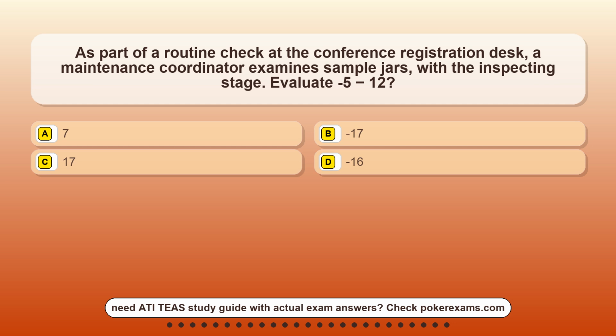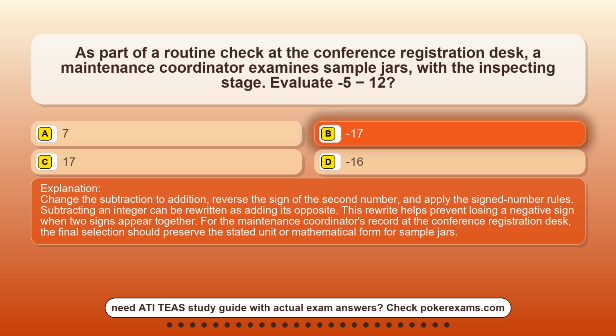Question 11. As part of a routine check at the conference registration desk, a maintenance coordinator examines sample jars, with the inspecting stage. Evaluate -5 - 12? Option A, 7. Option B, -17. Option C, 17. Option D, -16. The correct answer is option B, -17.